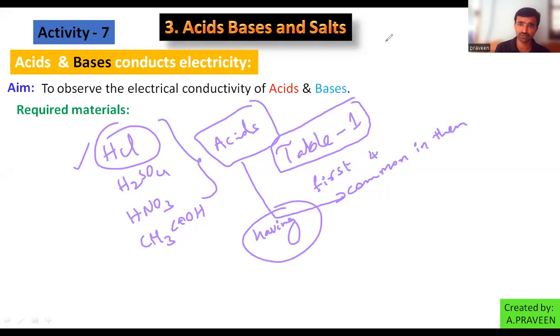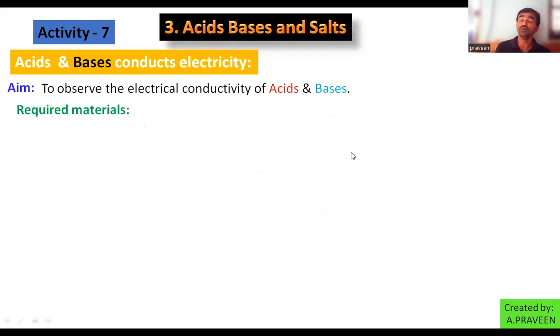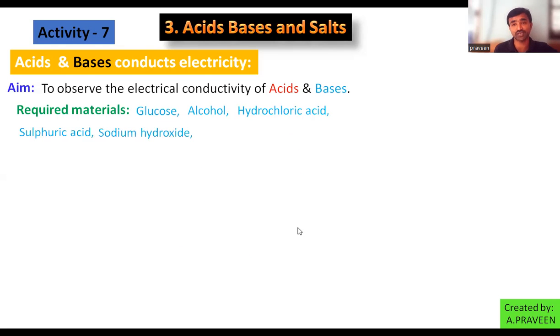Do they produce ions? We can realize that here. So based on that, I am collecting different samples with hydrogen. Here is glucose. What is the formula of glucose? C6H12O6. Then alcohol, ethyl alcohol C2H5OH, methyl alcohol CH3OH. Then hydrochloric acid, HCl. Next sulfuric acid, H2SO4. Next sodium hydroxide, basic in nature.